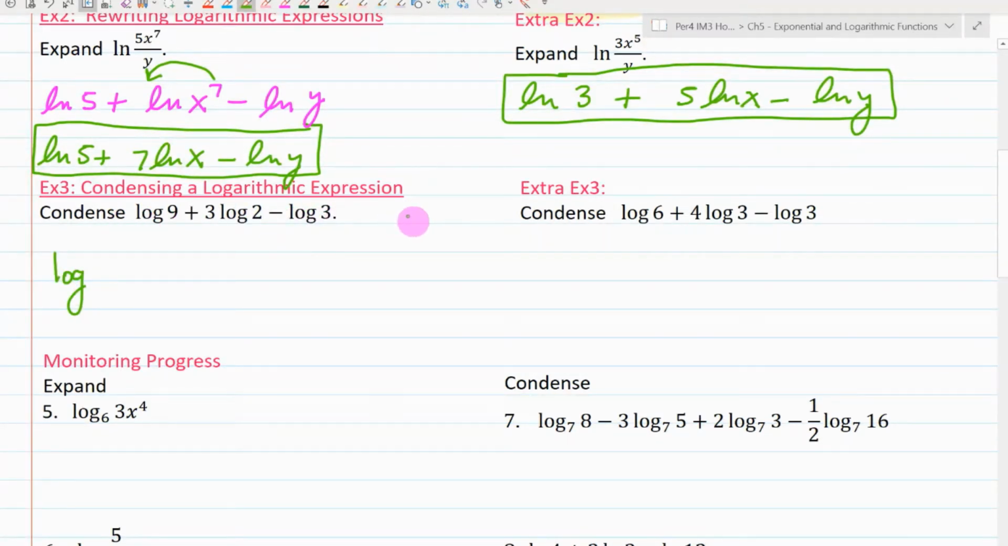When we condense, we put everything into one fraction, assuming that you have addition and subtraction, okay? So I'm going to go ahead and put a fraction bar. So we have the 9.